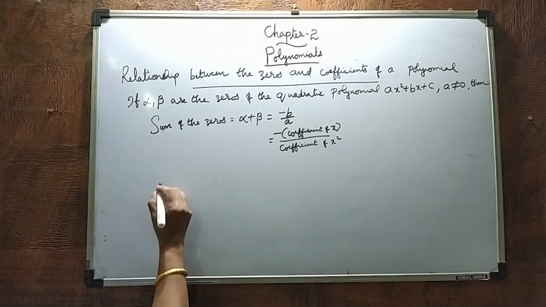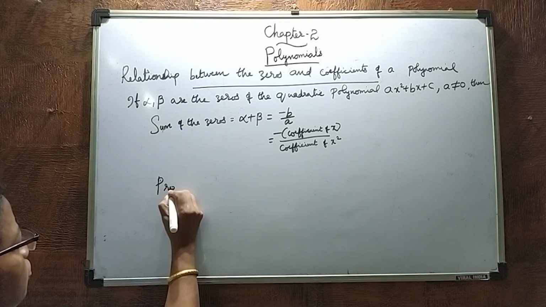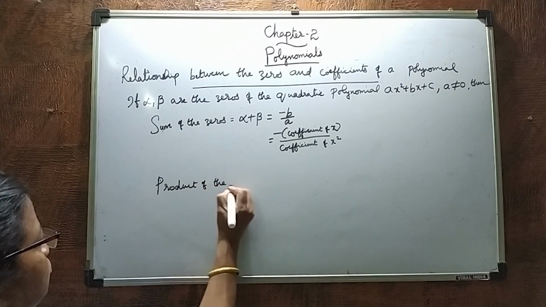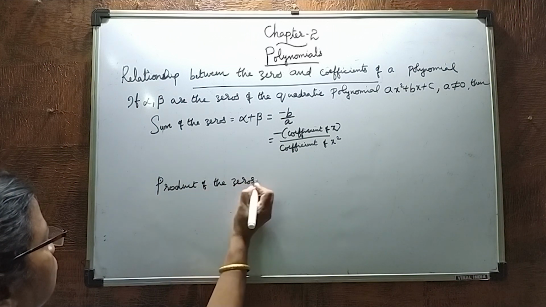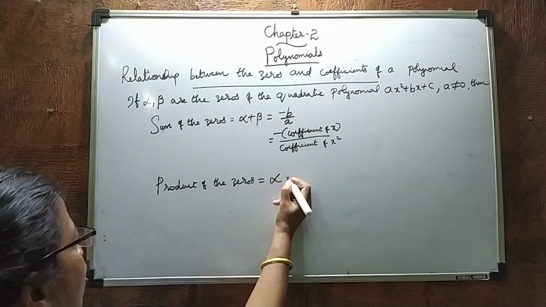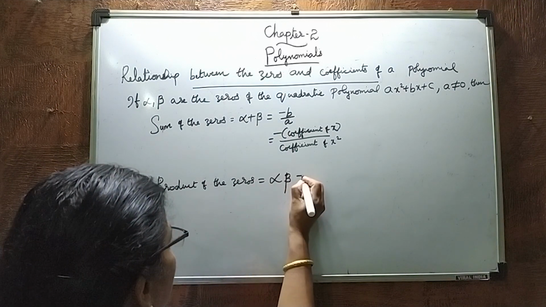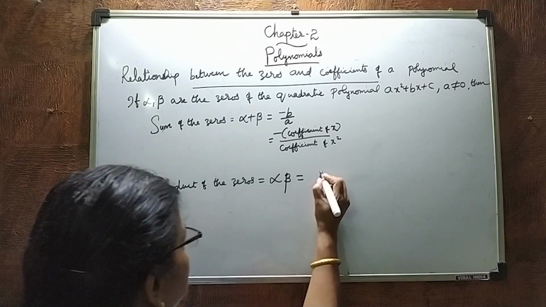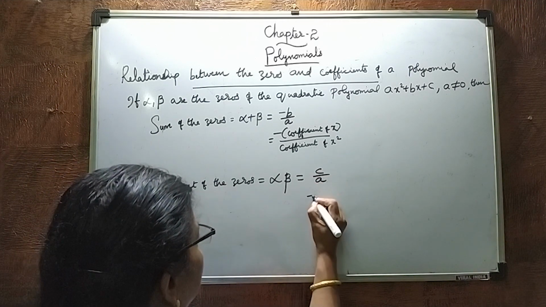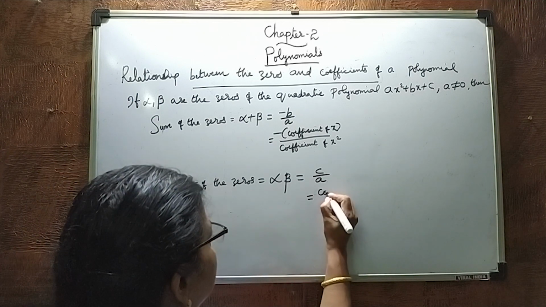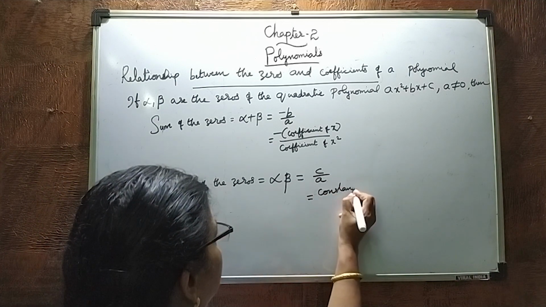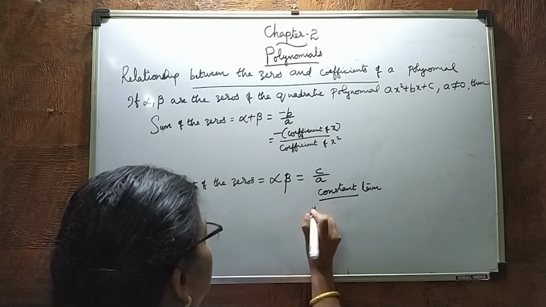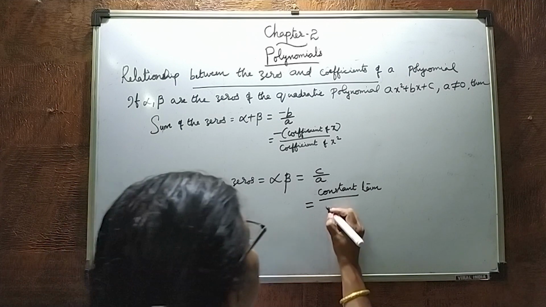Then product of zeros equals, product means multiplication, alpha into beta means alpha beta equals c by a, means c is the constant term divided by a, is the coefficient of x square.